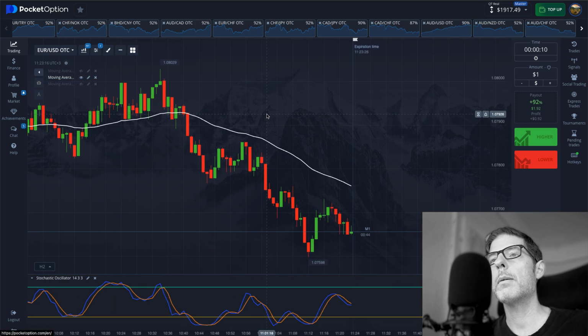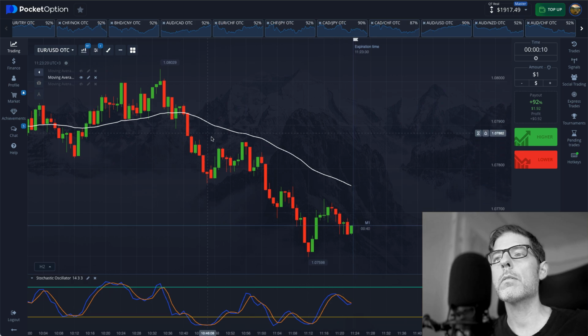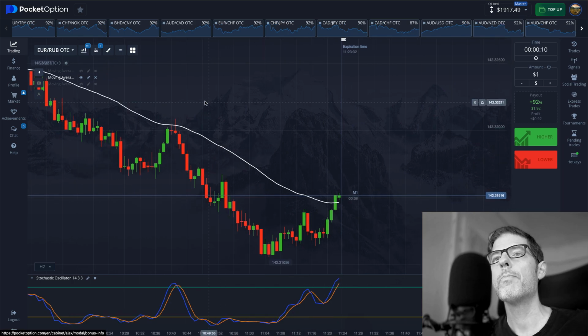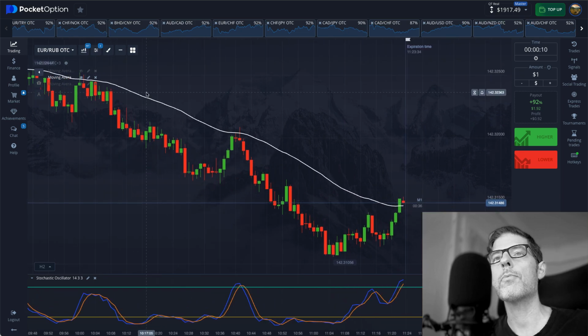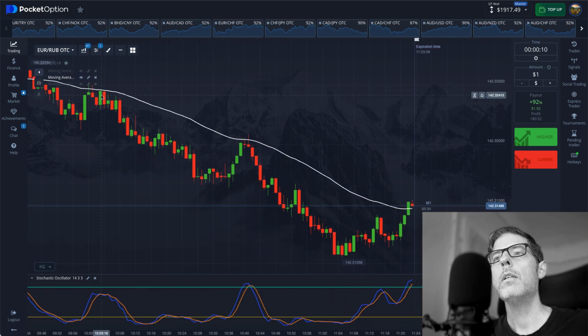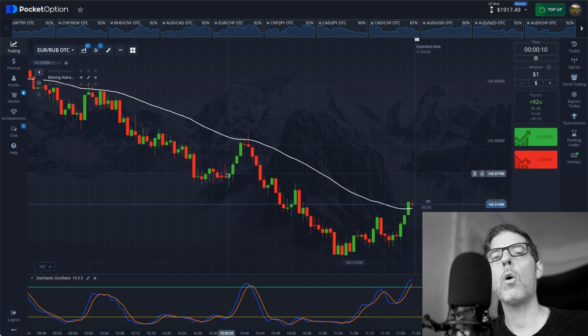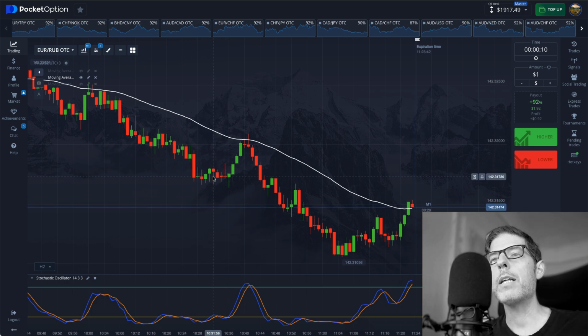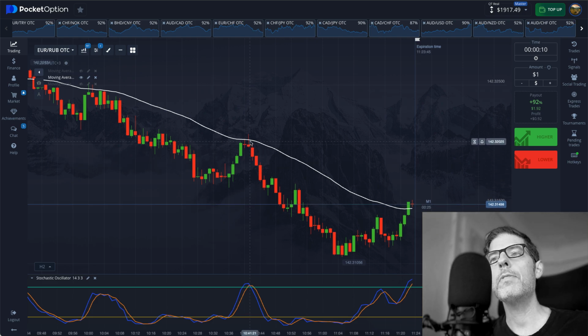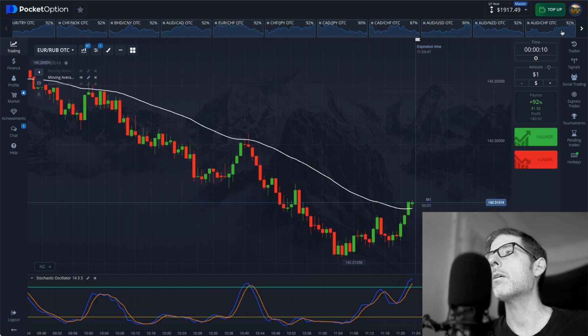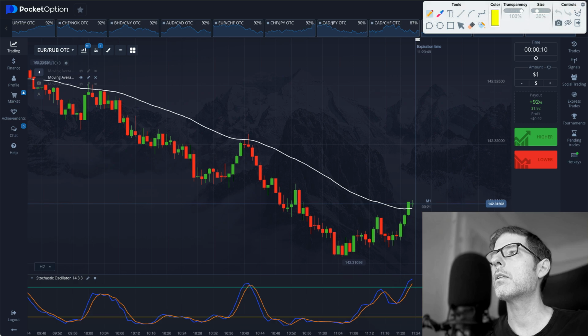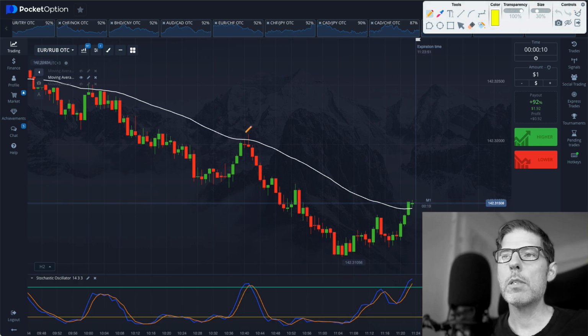Let's find maybe something like this, a downward trend that has happened within the last several minutes. Here's another one that's been going on for several minutes here. It's an overall downward trend. And usually the price will pull back to the 50 moving average, just like you can see here. Let me grab my little pencil here. And you can see the price pull back to the 50 moving average.